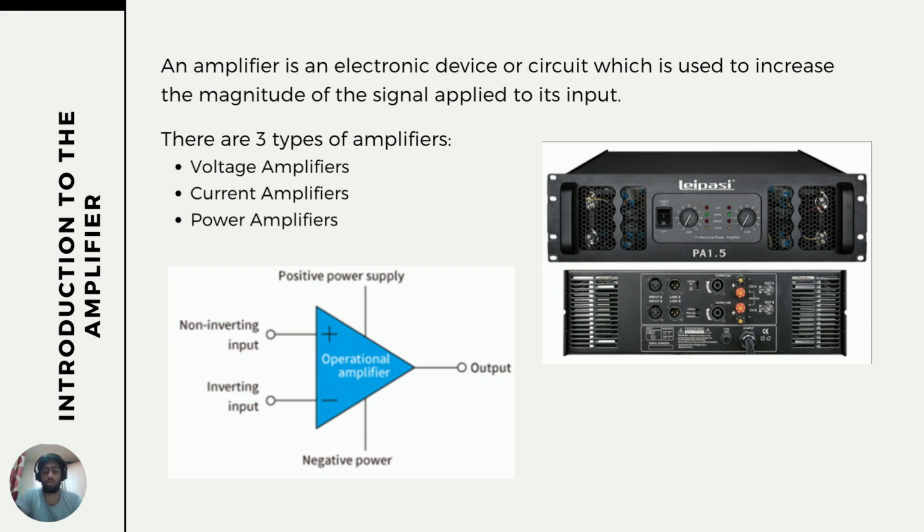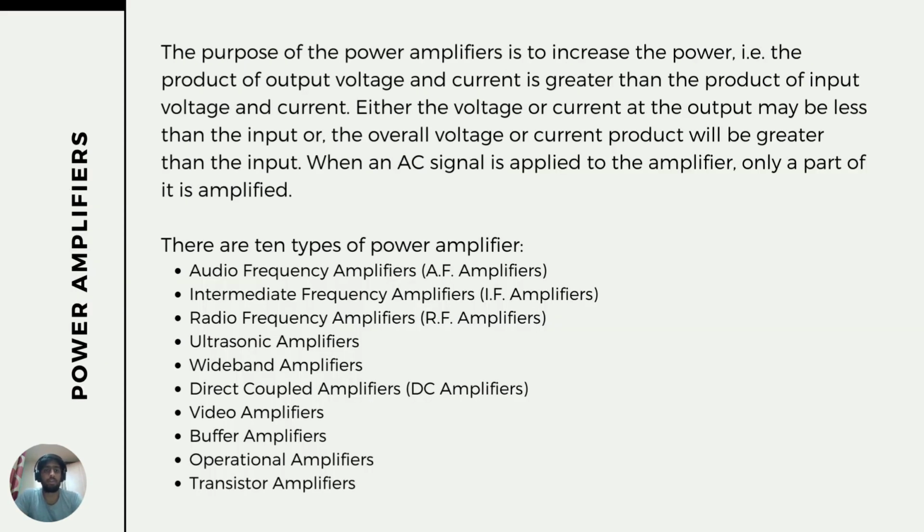Now we are gonna learn more about the power amplifier. The purpose of a power amplifier is to increase the power. As the name suggests, it amplifies the power. That is, the product of output voltage and current is greater than the product of input voltage and current. So either the voltage or the current at the output may be less than the input, but the overall current and voltage product will always be greater than the input. A power amplifier always amplifies the power.